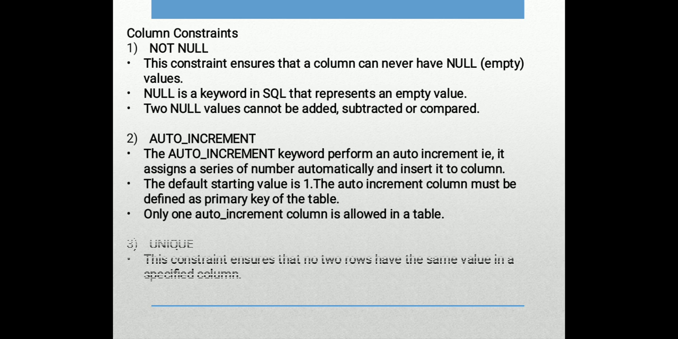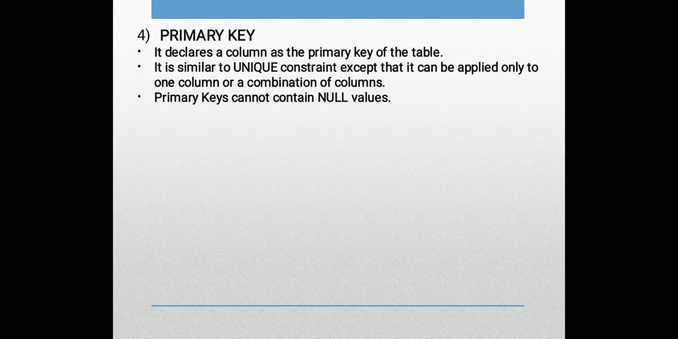And next is UNIQUE. By using the unique constraint, it ensures that no two rows have the same value in a specified column. This constraint ensures that no two rows have the same value in a specified column.